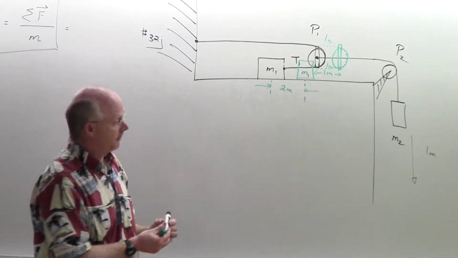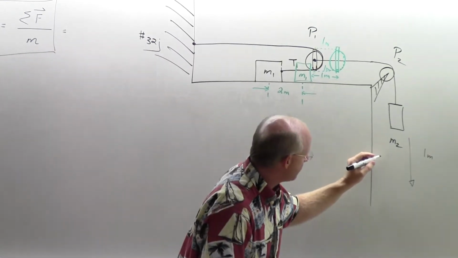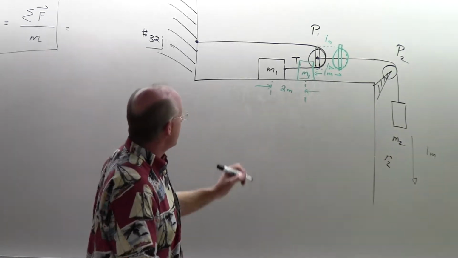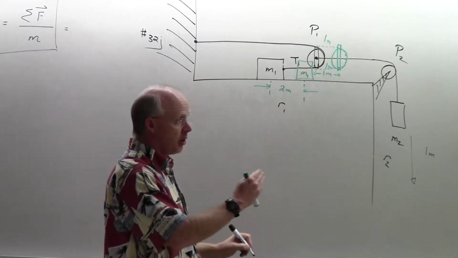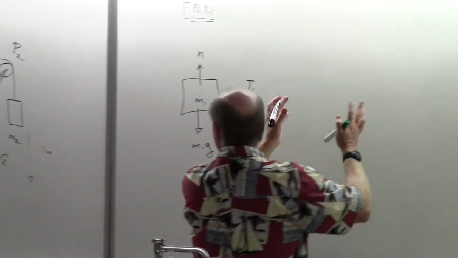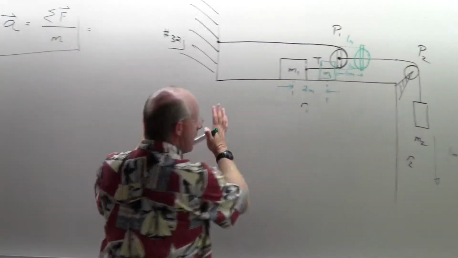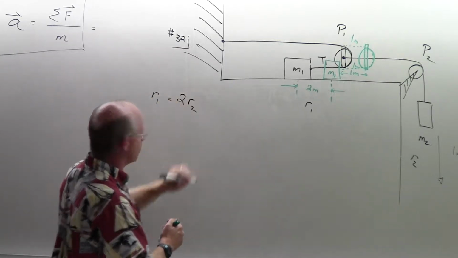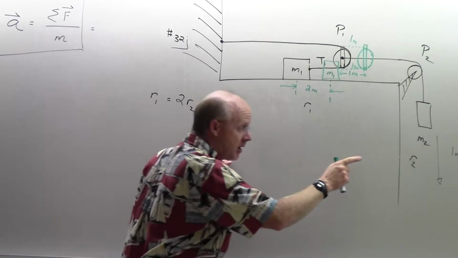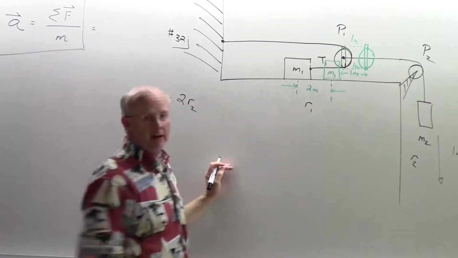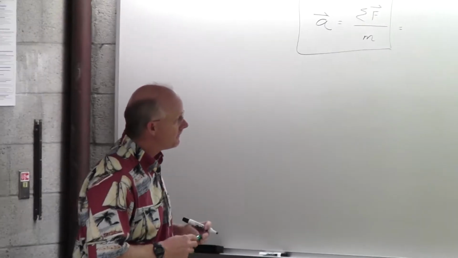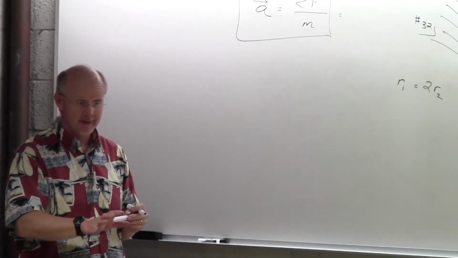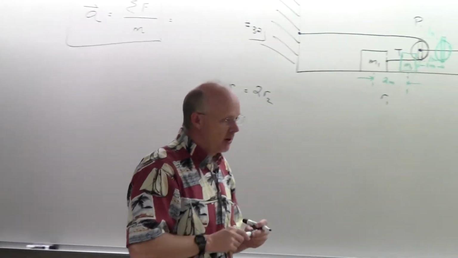Maybe symbols would be more helpful. If I were to call this distance R2 going down, and call this distance R1 going over, right here, I could write R1 is 2 times R2, right? However far this one moves, double it for that one. Got a good physical picture of what's going on? There's step 1. And a little harder one, I must admit.